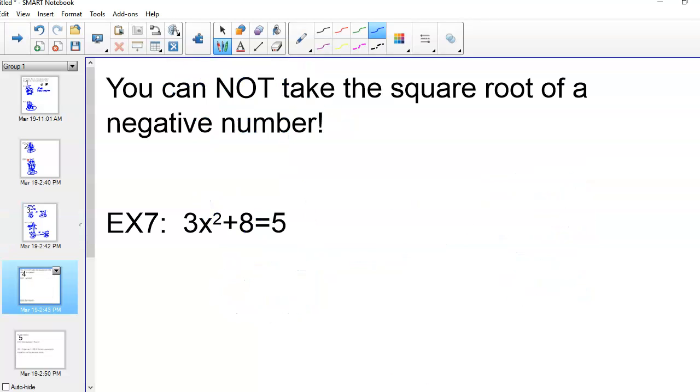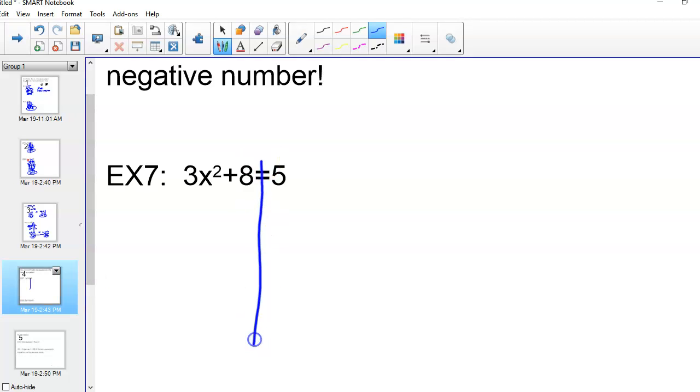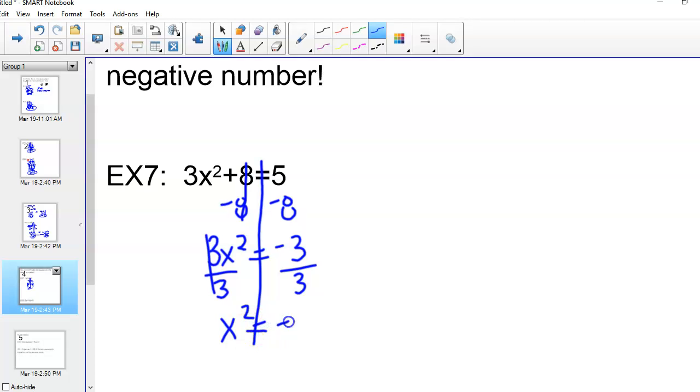Okay, let's do just a couple more things here. One thing you need to know whenever you're doing these problems is that you cannot take the square root of a negative number. So if you get a problem like example 7, if I'm solving this equation, I would subtract 8 from both sides. And when I do that, I would have a 3x squared left on that left-hand side. And over here, I'd have a negative 3. 5 minus 8 would give me negative 3. And then I would divide by this 3 to get rid of it. And so x squared would equal negative 1.